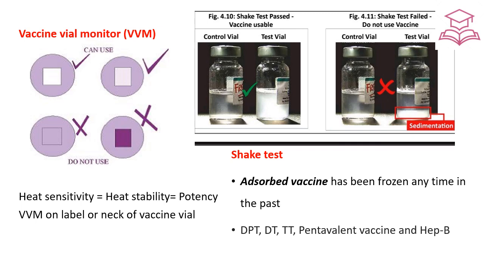It is usually done for adsorbed vaccines like DPT, DT, TT, pentavalent vaccine and hepatitis B. Here a control vial which is deliberately frozen is used, and it is compared to the test vial. If the test vial has uniform cloudy appearance without sedimentation, then the vaccine is usable. That is, the shake test is passed. And if, when compared to the control vial, the test vial has more sedimentation, then the shake test is failed and we cannot use the vaccine.